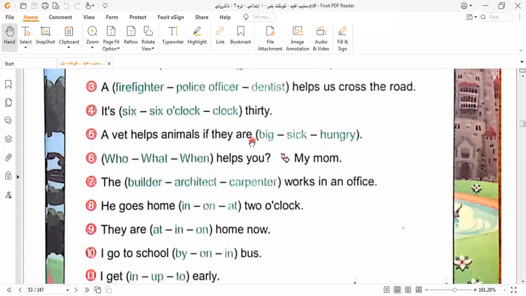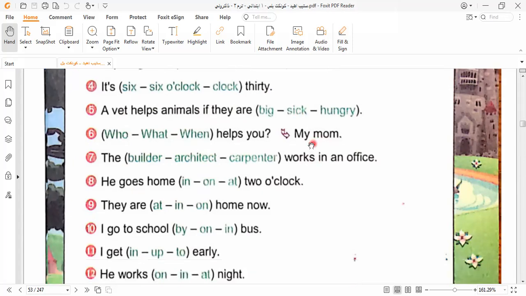A vet helps animals. The one who treats animals helps them if they are sick. Here is my mom. So as we know, which keyword is used to ask about a subject person? Who. You can say what to ask about something, and when to ask about time. So I select this one. Who helps you? This keyword asks about a subject person.